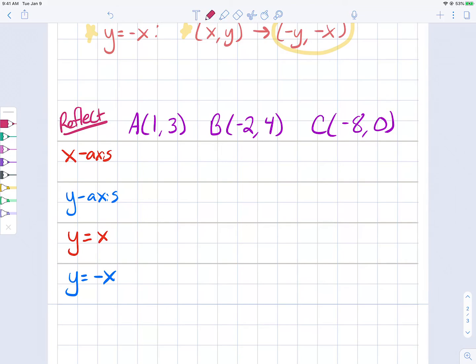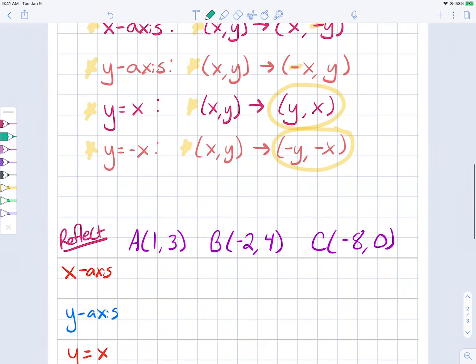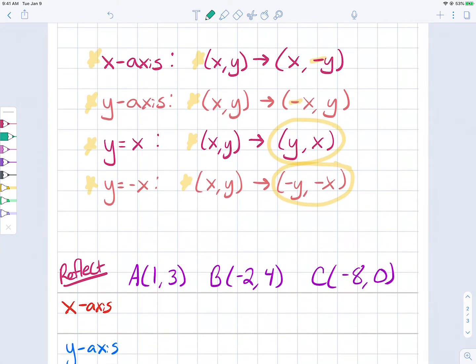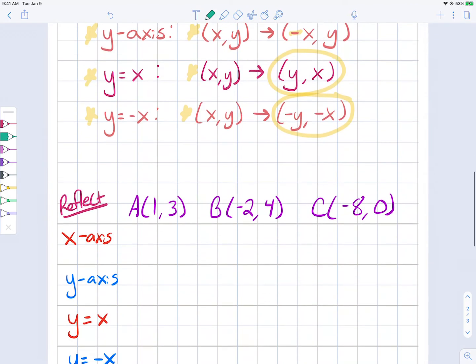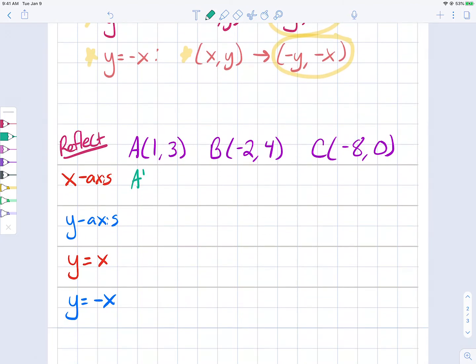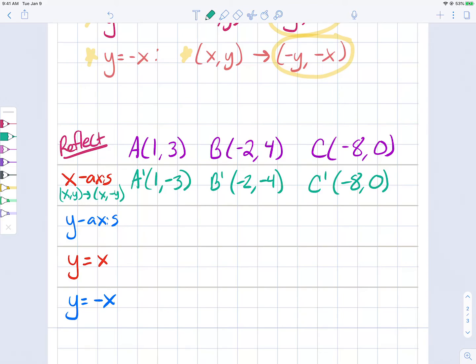So I have 3 points, A, B, and C. If I want to reflect over the x-axis, all I have to do is change the sign of the y-coordinate. So I'm going to leave the x-coordinate alone, and I'm going to change the 3 to a -3. For B prime, I'm going to leave the -2 alone, and I'm going to change the 4 to a -4. And for C prime, I'm going to leave the -8 alone, and I'm going to change the 0 to a 0, because -0 is just 0. So that was our rule. x, y becomes x, -y.